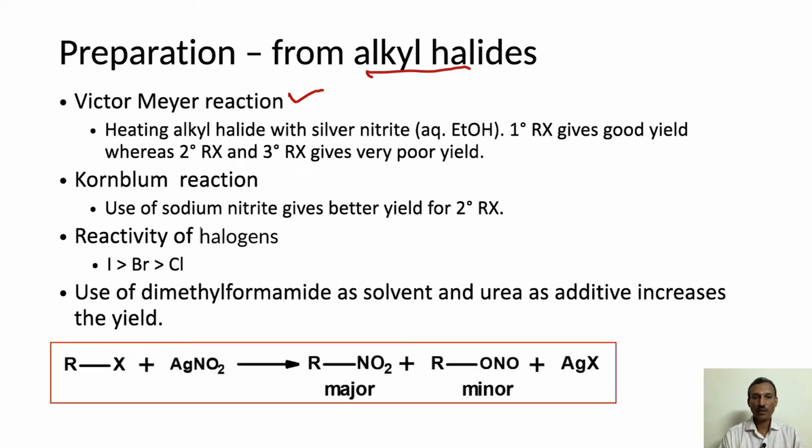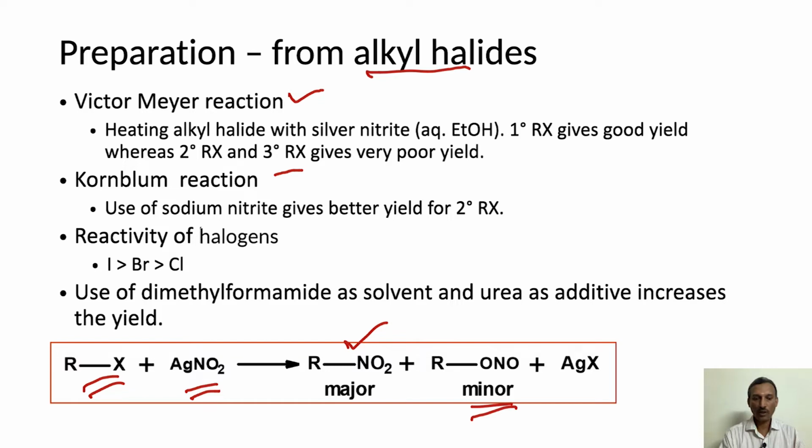So here is a reaction given. The alkyl halide reacts with the silver nitrate in the presence of the solvent. Basically, aqueous ethanol is used as a solvent, and it gives the nitro compound as the major product. As we have seen, the alkyl nitrate, the nitrate ester, is also formed as a minor product in this particular reaction. And in this case, the primary alkyl halide gives a very good yield, whereas the secondary or the tertiary alkyl halides give very poor yield.